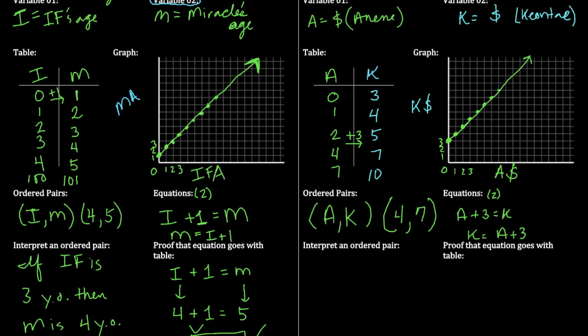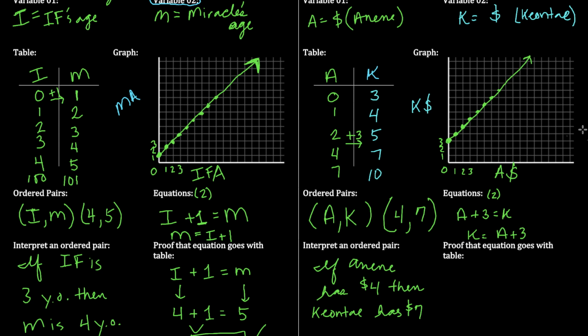Let's go ahead and interpret one of our ordered pairs. So let's just do this one since it's here. 4, 7. So if Nene has $4, then Keontae has $7. 4 and 7.